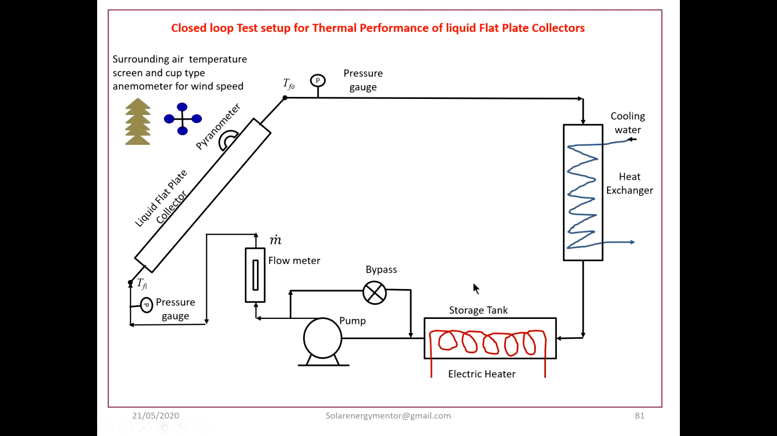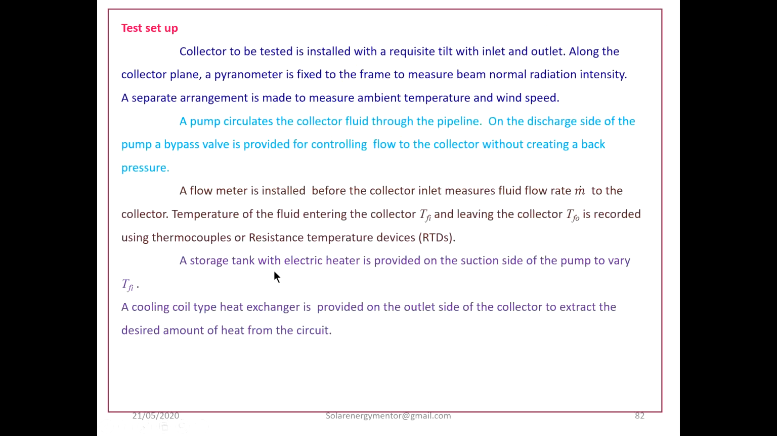So there must be some means to get rid of the heat, to remove the heat from the circuit. So this heat exchanger, which uses cooling water, is used for removing heat from the circuit. Now cooling water is circulated through these coils and heat is removed. So if we vary the mass flow rate of cooling water, the rate of extraction of heat can also be changed. So this is the experimental setup. It is just the description of the experimental setup.